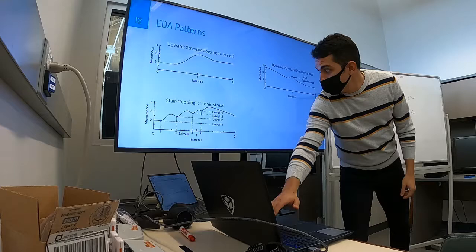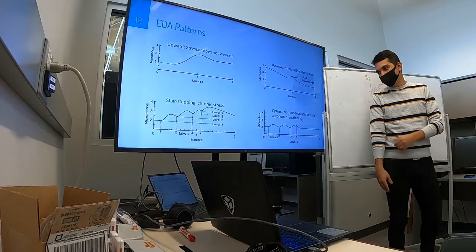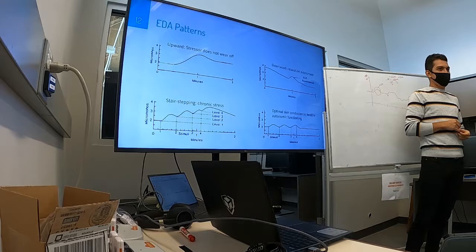And this is the more regular behavior that you will see. It's called optimal skin conductance. So it's from a healthy perspective or point of view. We will see tomorrow Lara's behavior to see which of the profiles she is.